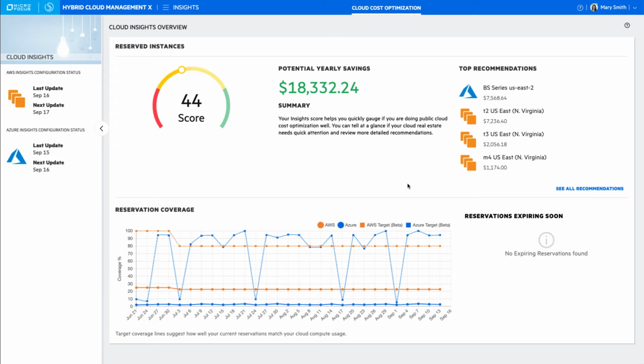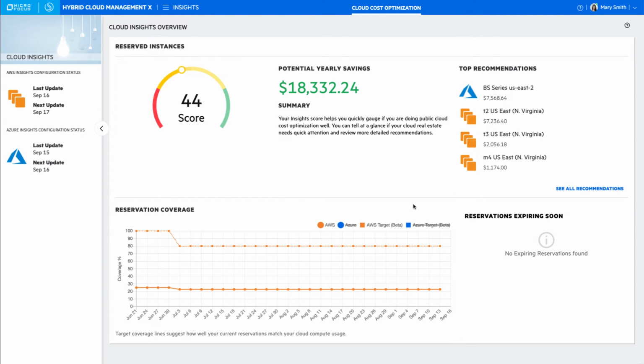Let's start with taking a look at reservation coverage. We show targets and actuals for each cloud type, but let me focus on AWS to explain this graph. So the top line shows you your coverable estate, so the percentage of your estate for which reservations make sense. The bottom line shows you your current actual coverage, and as you can see in our demo here, there's quite a gap, which is why our overall score, 44 out of 100, isn't very good. Now you can fix your score by bringing the bottom line as close as possible to the top line. But how do you do that? Well, very simple. By following our instructions.